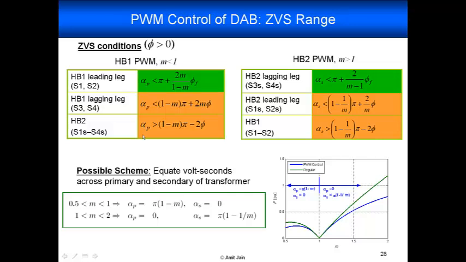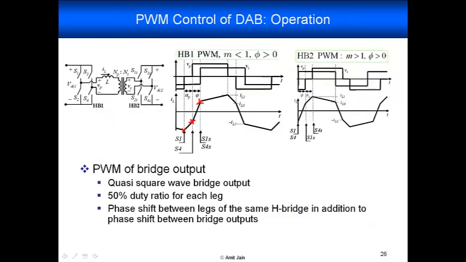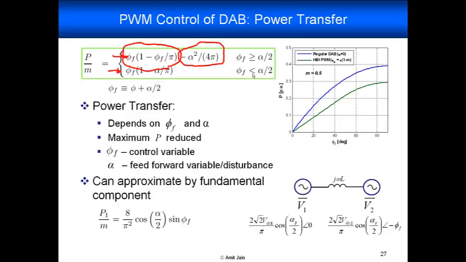So now we have, instead of 2 current vertices, 3 current vertices. If we go back to this slide, we have 3 current vertices, and we have 3 different conditions for ZVS of S1 and S2, one condition for ZVS of S4 and S3, and one ZVS condition for all of the secondary side bridges, in this case for m less than 1.